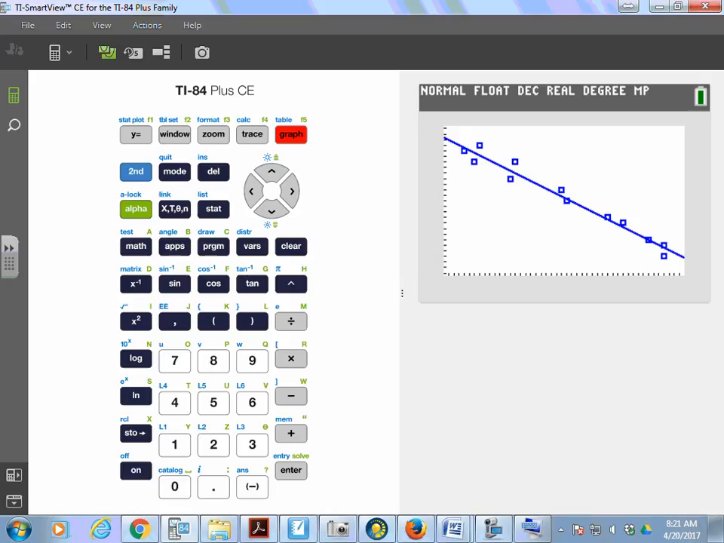So hit trace. All right. And first thing it says is the plot. All right. So then you have to go up arrow or down arrow to get onto the line. All right. And so we need 2 points to be able to draw our line, right? Okay. So we could just draw it so it goes between them.